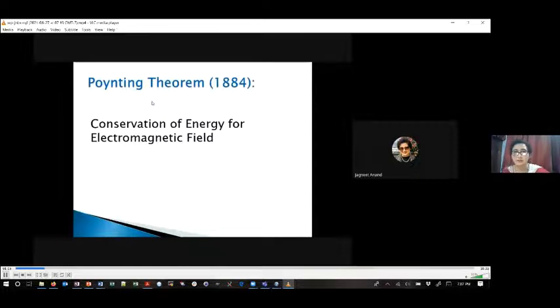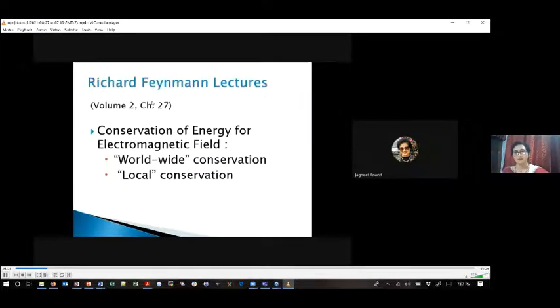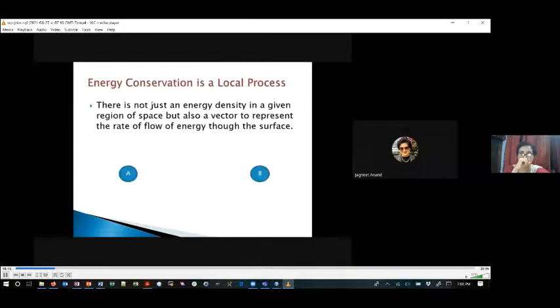field. This formula was first given by Poynting, and a very good reference to read about the basics of Poynting vector is Feynman Lectures, Volume 2, Chapter 27, and he starts with the conservation of energy for electromagnetism. Then he explains what is a local conservation and what is a worldwide conservation. A worldwide energy conservation says that total energy of the universe is conserved, but it is seen that the electromagnetic energy conservation is a local process.